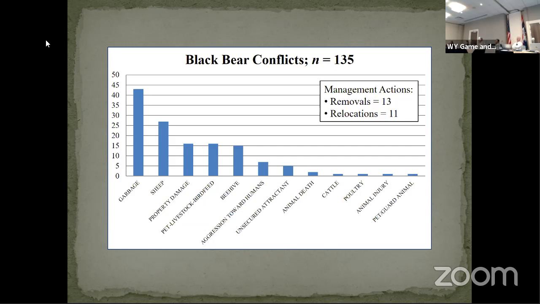We relocate or remove about 50%. Half the black bears that we catch, we end up relocating, and about half, frankly, we end up removing from the population, either because of pretty severe property damage, or they've been relocated in the past, whatever the case-by-case situation is there.